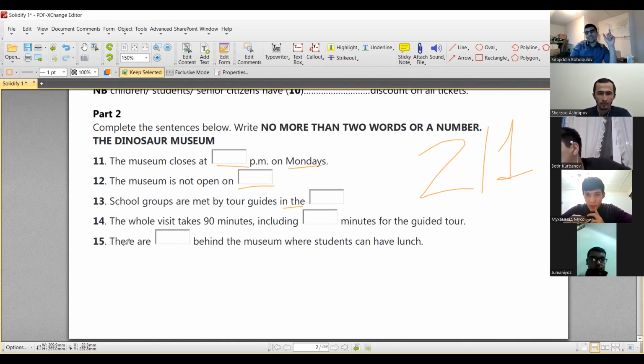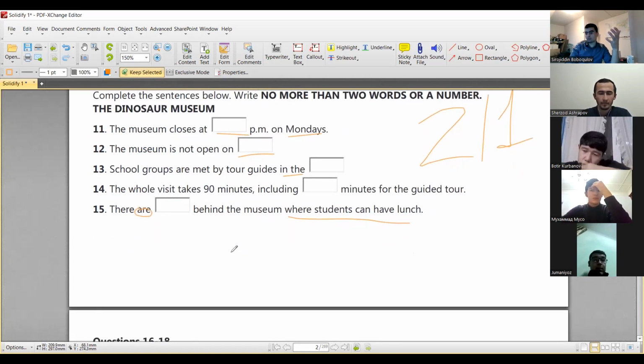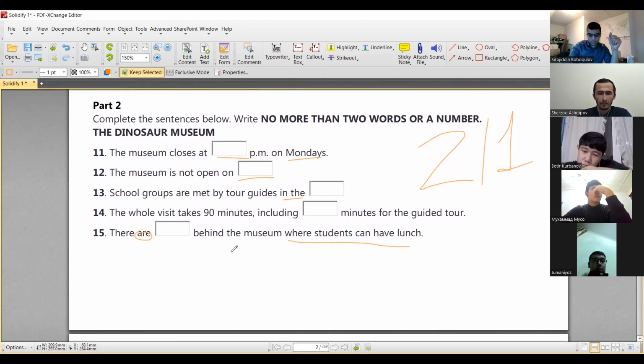There are something behind the museum where students can have lunch. So there are, pay attention, it's are, so I need a plural noun, maybe. And also it says where students can have lunch. So that means it must be a place where I can have lunch. Maybe it can be canteens or tables or cafes or restaurants or fast food restaurants. It can be anything. So I'll be waiting for this.